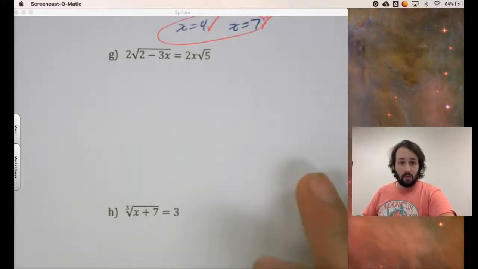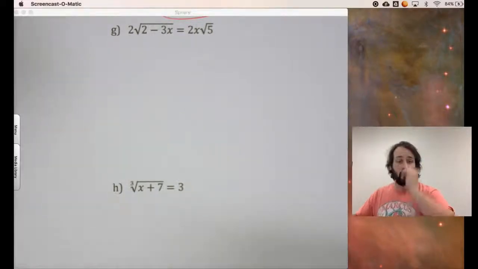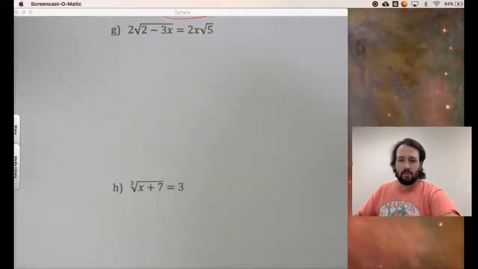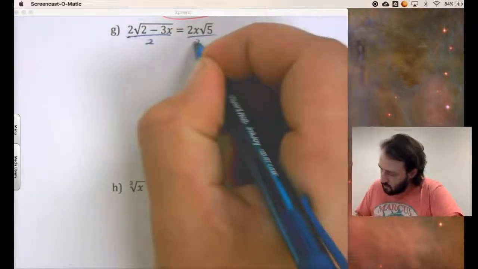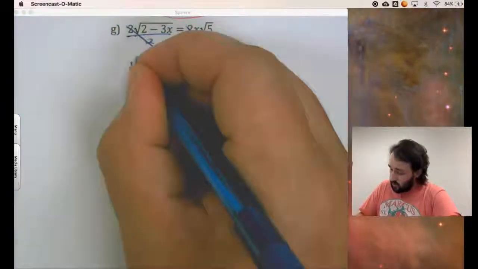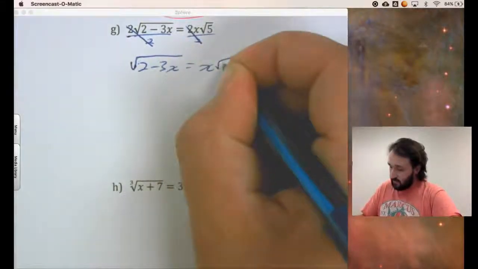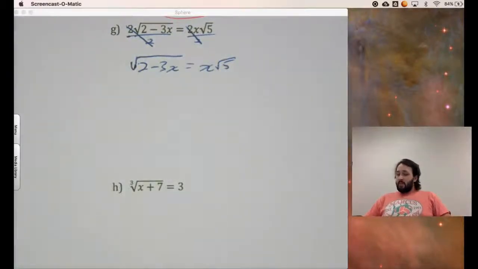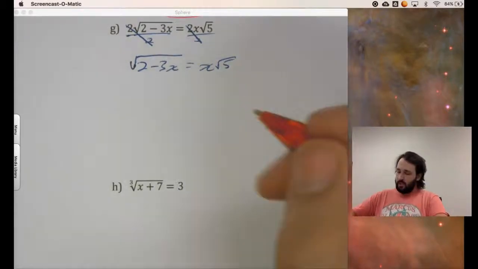Okay. Part G here, we have 2 square roots, but what I would do first, to help yourselves out a little bit, is divide both sides by 2. Because 2 divided by 2 makes 1, 2 divided by 2 makes 1. That makes it a little bit simpler to work with. So square root of 2 minus 3x equals x root 5. So we have our square roots by themselves. We could move the root 5 over and make that all one square root. That's fine if you want to do that.